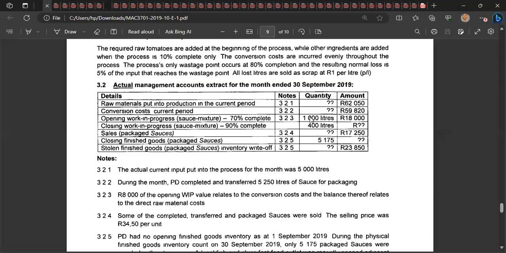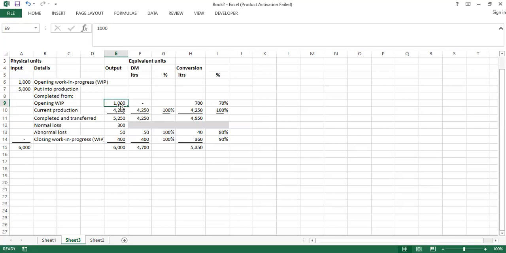This here is 1,000 liters from the opening work in progress. And then during the month, completed and transferred is 5250. That's where we are getting those amounts from. So you quickly put those two amounts there, one at the top and the other at the bottom. What comes here now, you can see from the calculation, is the difference between those two amounts. It's the balancing figure, which is what we have from the current production, what contributed to the finish. This is what we produced.